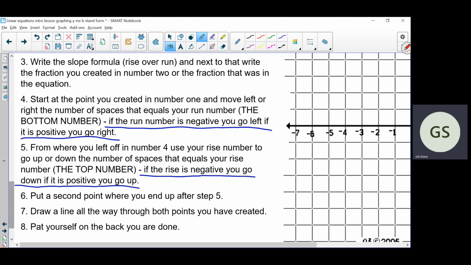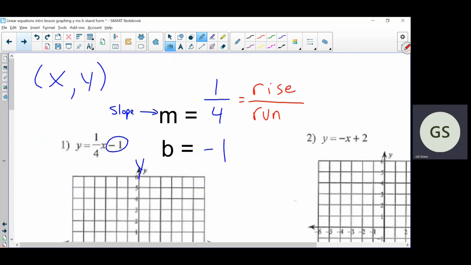It tells you what direction you need to go for the run, which is the bottom. It even tells you the run is the bottom number, which you should have written as the bottom number anyway. And then it tells you which direction to go for the rise. Whether the rise is negative or positive, you go up or down depending on what the sign is. Got it? All right, so let's go back to this. Where is that? On the yellow sheet for number 4 and number 5.